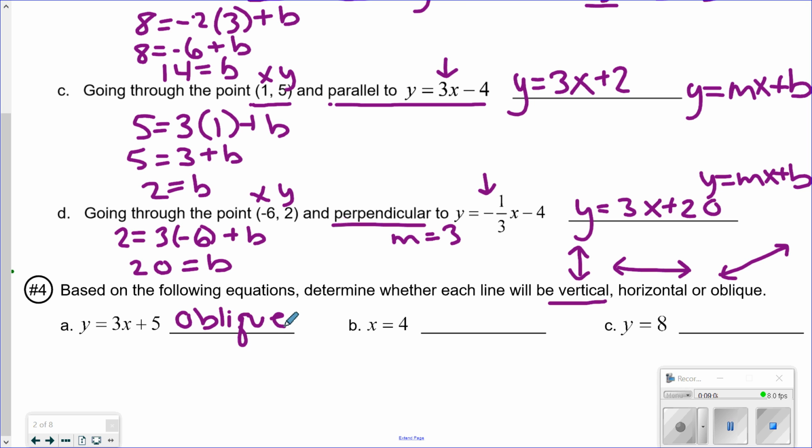How about for part B, x is equal to 4? Well, x equals lines are always vertical, no matter what the number is. X equals is always vertical, and y equals are always horizontal lines.